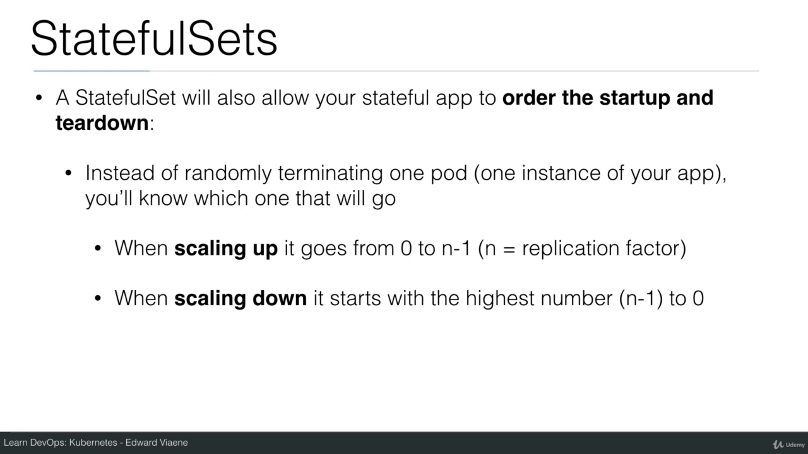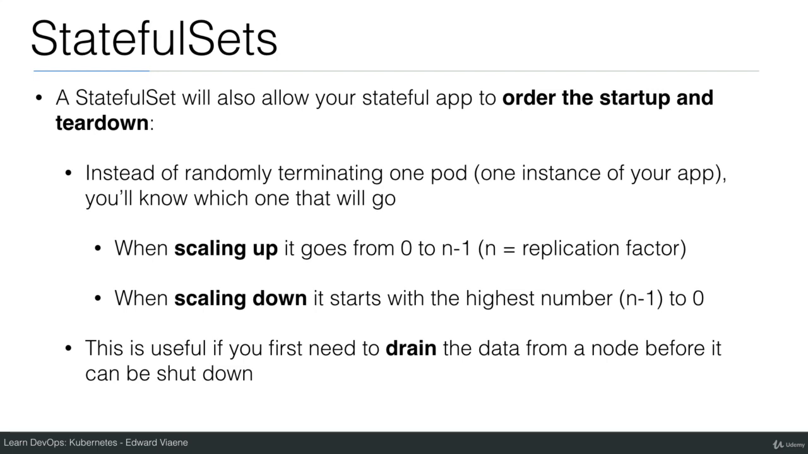When scaling down, it starts with the highest number, so n-1. So if you have 4 nodes, it will tear down number 3, then 2, then 1, then 0. This is useful if you first need to drain the data from a node before it can be shut down, because then you know that the highest number will be scaled down first, so you can drain that node if necessary.